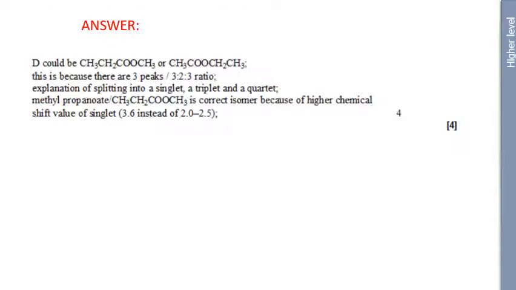So what you should have seen is D could be two possibilities, a combination of two different esters, because there are 3 peaks with a 3 to 2 to 3 ratio. This explains the splitting of a singlet, a triplet, and a quartet. And methyl propanoate is the correct isomer because of the higher chemical shift value of the singlet, 3.6 as opposed to 2 to 2.5. So you should have got methyl propanoate as your answer.